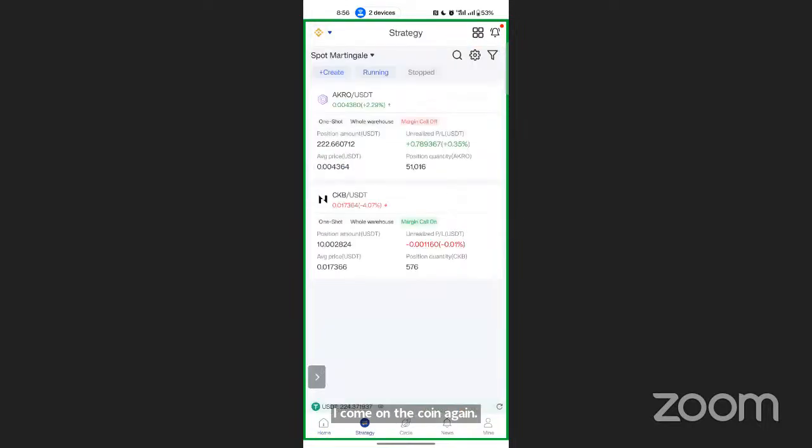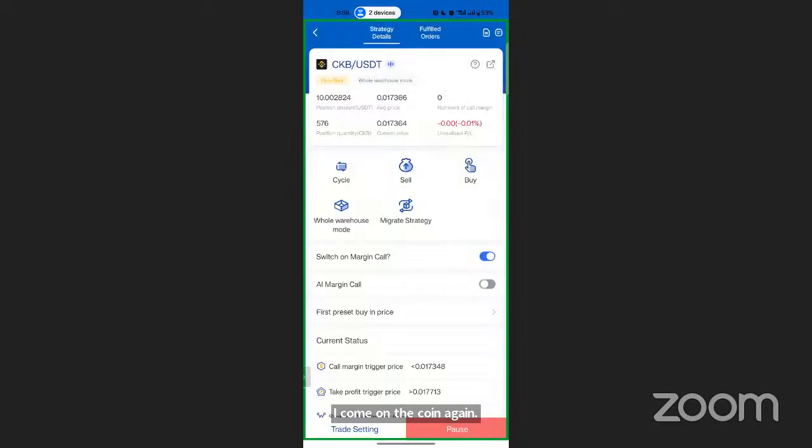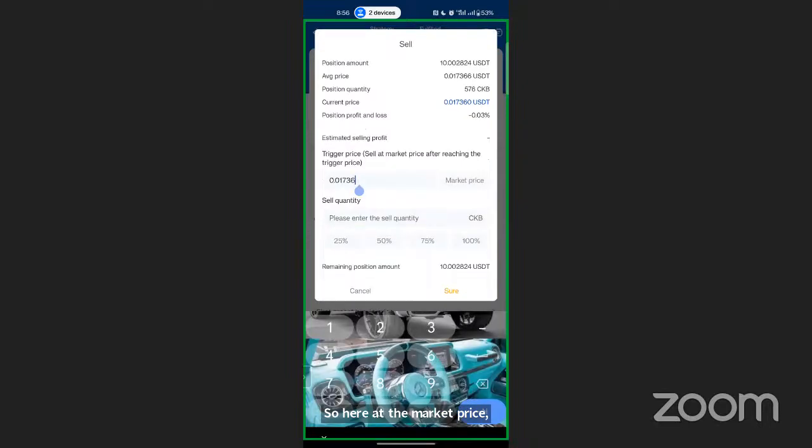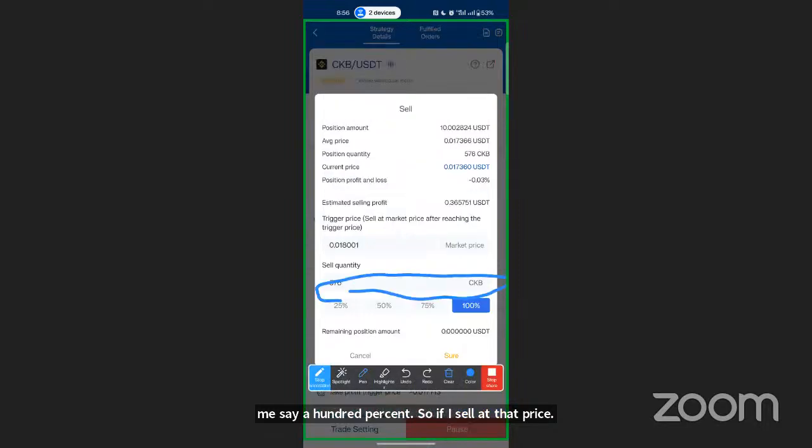I tap on sell. When I tap on sell, I tap on market price. So here at the market price, I'm going to enter the price at which I want my robot to sell and how much of CKB I want it to sell. Let me say 100%. So if I sell at that price, do you see how much profit I will get?